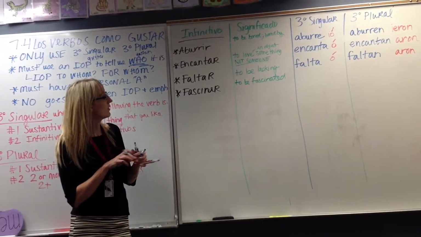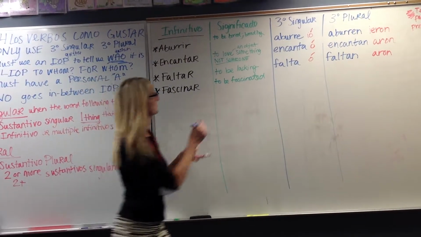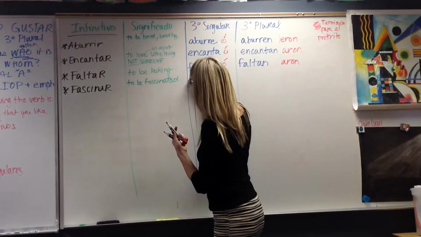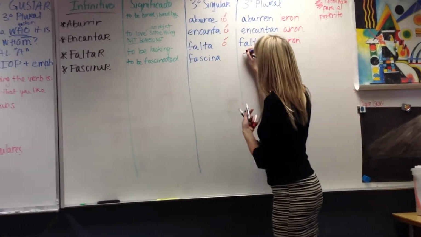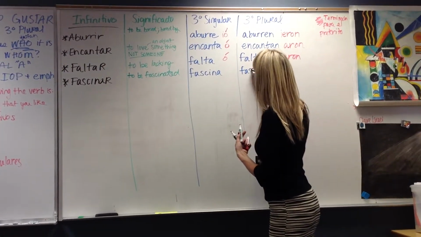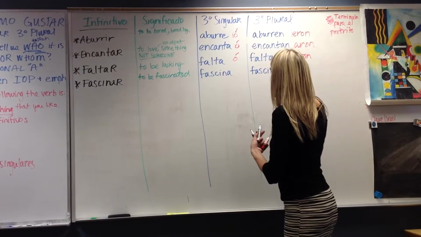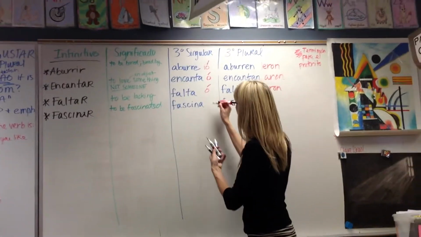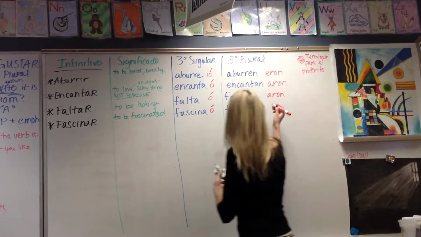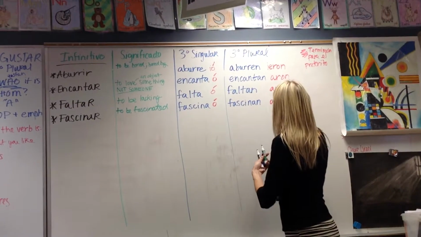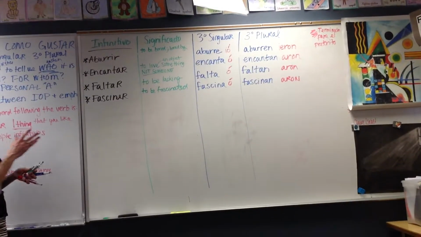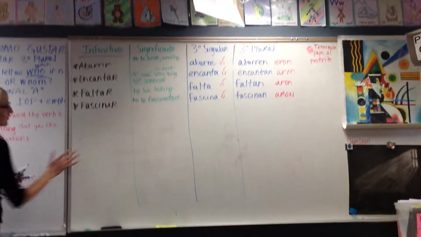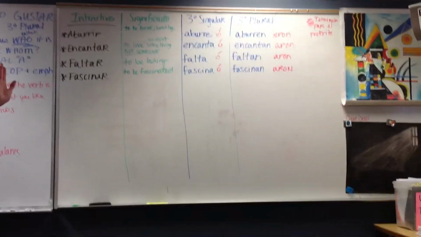Okay, so third person singular. Fascina or fascinan, and your ending is going to be ó or fascinaron. Okay, now I would like to see if you guys can finish some of the rest of the chart. So first, now we're going to just go over the verbs, and then I'm going to have you fill it in and check your answers, okay?